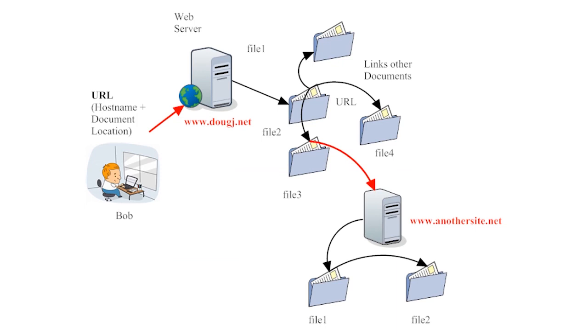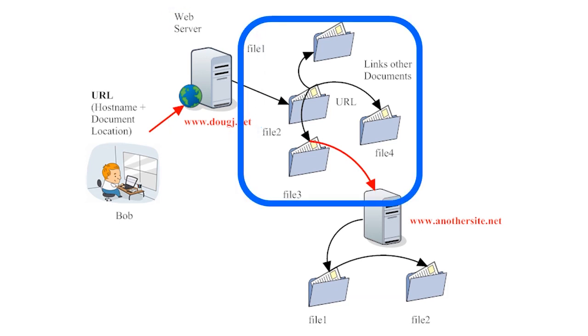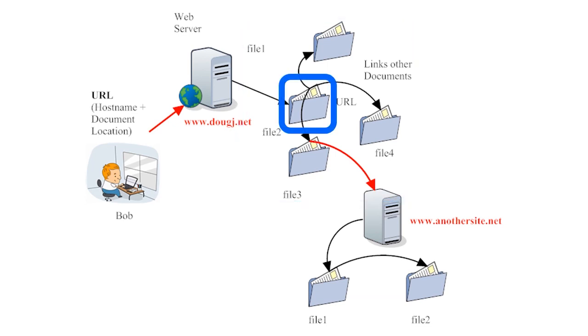As you can see in the illustration, when Bob accesses www.dougj.net, his computer accesses the web server that hosts that website. The website, dougj.net, consists of a cluster of files that are stored on that computer. Each file contains all or part of a web page, which Bob can view in his web browser. The first page that comes up when Bob navigates to dougj.net will be the home page.